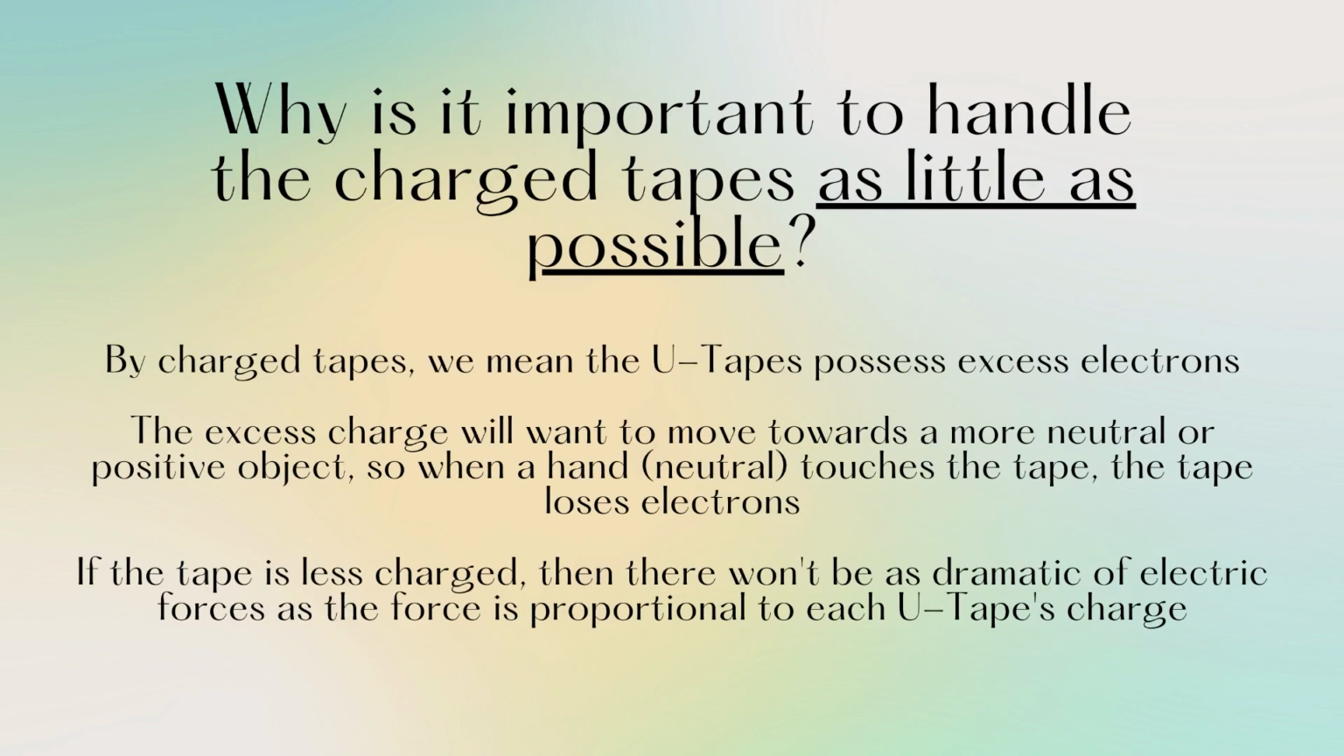Why is it important to handle the charged tapes as little as possible? By charged tapes, we mean the U-tapes possess excess electrons. The excess charge will want to move towards a more neutral or positive object, so when a neutral object touches the tape, it loses electrons. If the tape is less charged, there won't be as dramatic electric forces, as the force is proportional to each U-tape's charge.